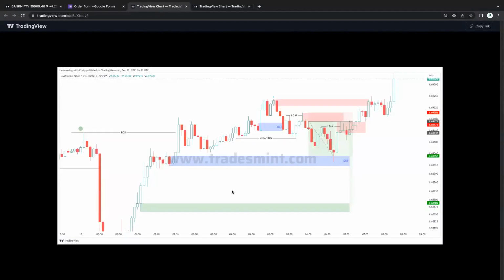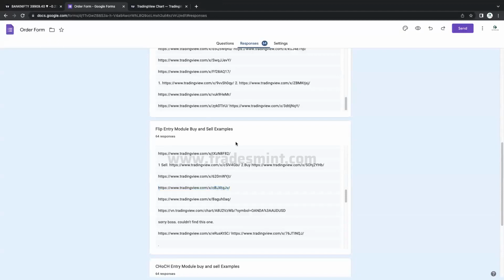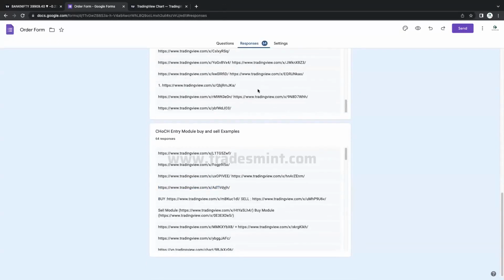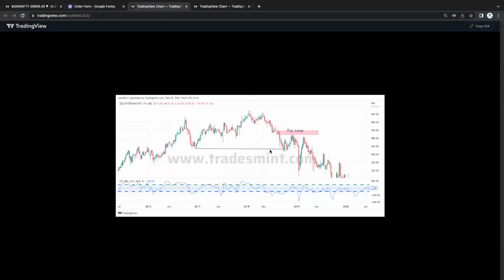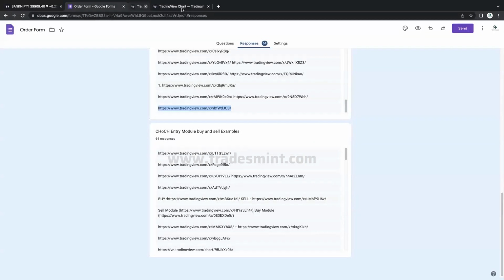Check one more example here. Demand, supply, sweep. Perfect. Now let's check another one. The last is here. No, sir, this is not a flip. Flip means demand converts into supply, supply converts into demand. Correct. So right now there is no clear flip.